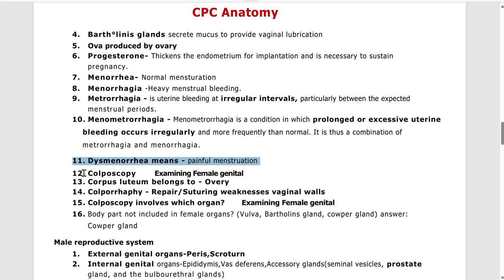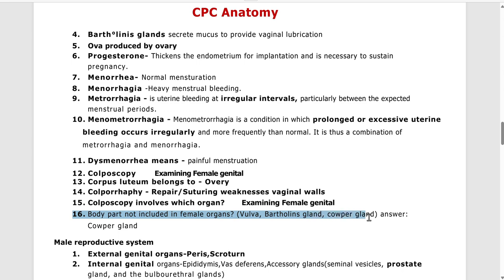12. Colposcopy, examining female genital. 13. Corpus luteum belongs to ovary. 14. Colporrhaphy, repairs by suturing weaknesses in vaginal walls. 15. Colposcopy involves which organ? Examining female genital. 16. Body part not included in female organs.